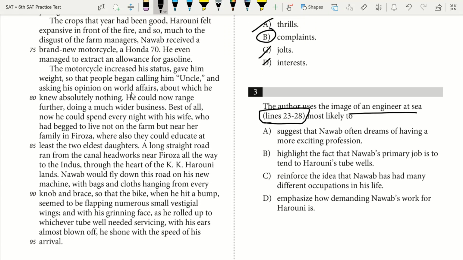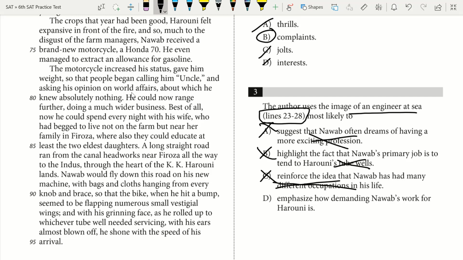A suggests that Nawab often dreams of having a more exciting profession. No, it's not about him dreaming to be an engineer. A is wrong. B, highlighting the fact that Nawab's primary job is to tend to Haruni's tube wells. No, we're highlighting that physical strain, so we're trying to find an answer choice that has that. C, reinforcing the idea that Nawab has had many different occupations in his life. No, we actually know that Nawab has pretty much worked for Haruni for pretty much all of his life, so that's going to be wrong.